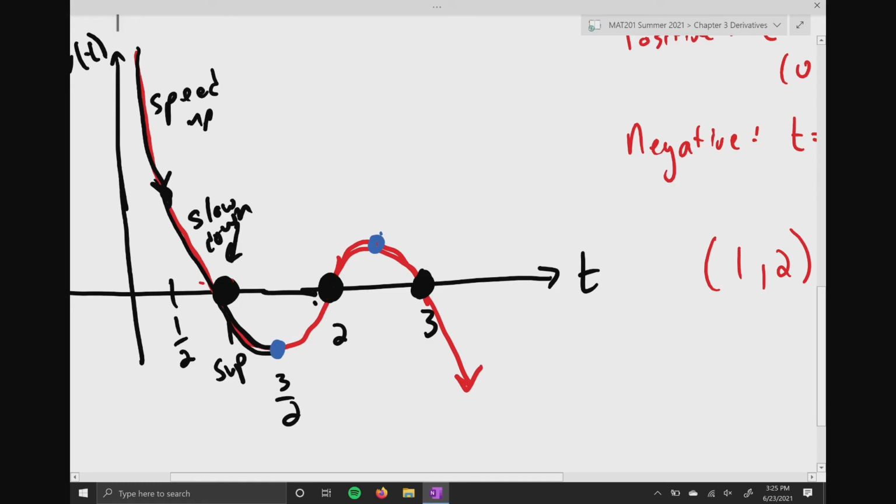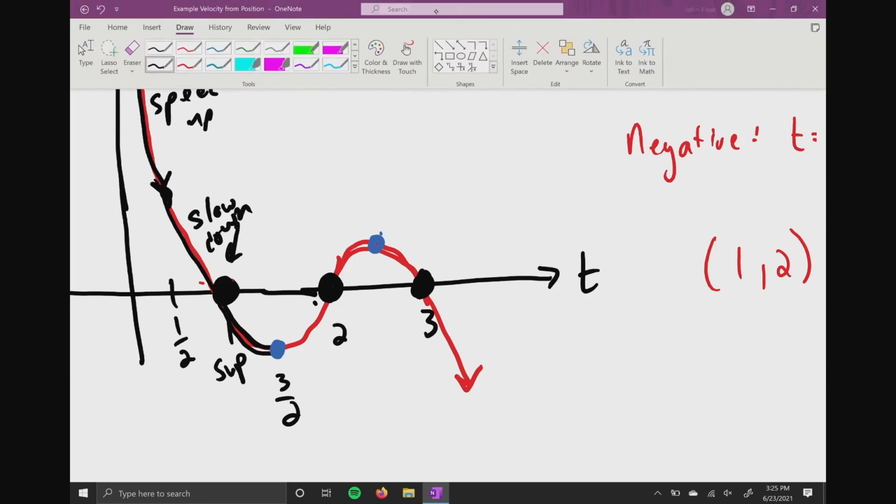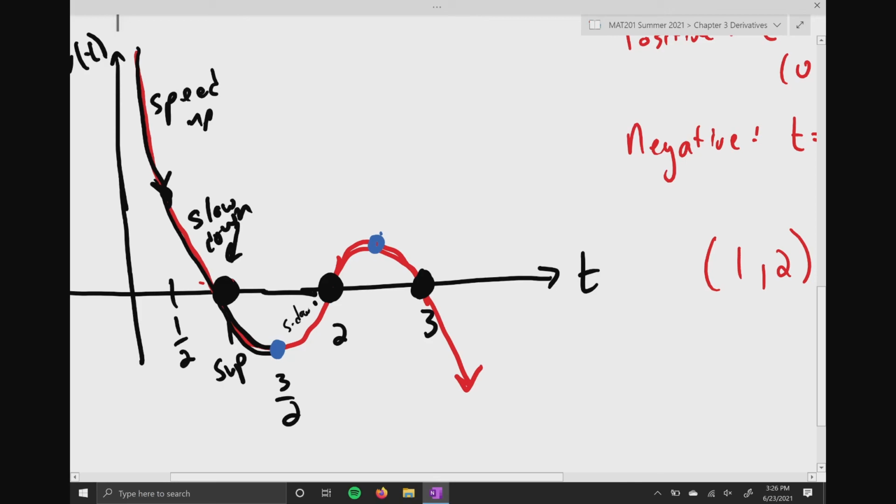I need another marker. This is getting ugly. There we go.